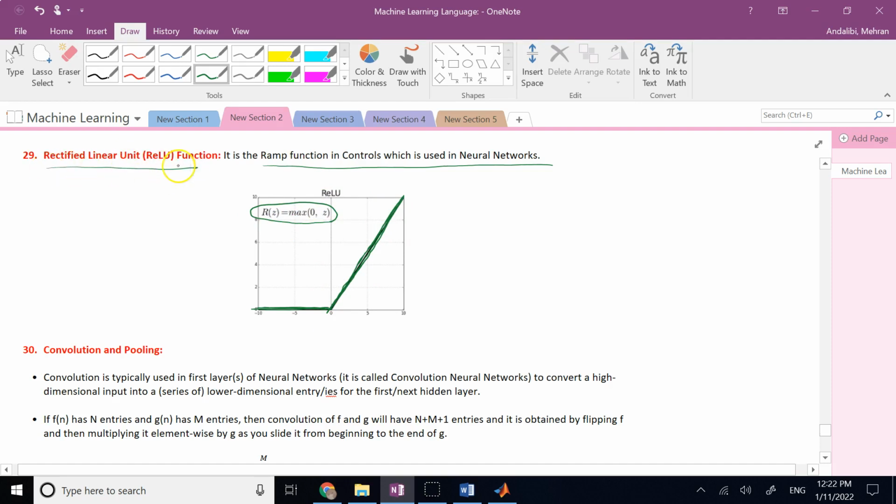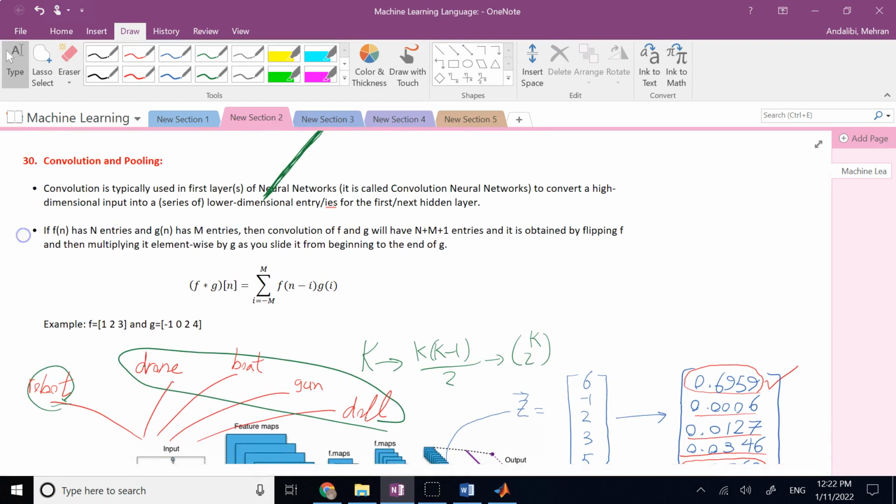So max of 0 and input, this is what we call the rectified linear function. Why rectified? Because the linear function itself is like this, correct? For negative numbers, it gives you the same negative number. But here, for the negative area, you made it straight instead of going down. So this behavior is called rectified linear function or unit, and that's why you call it ReLU. Re for rectified, LU for linear unit. We use this also a lot in neural networks, so I just wanted you to know about it.